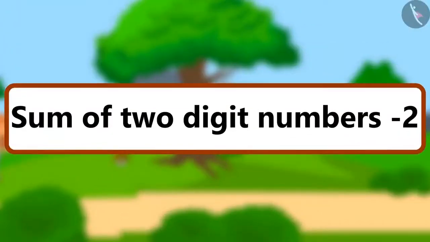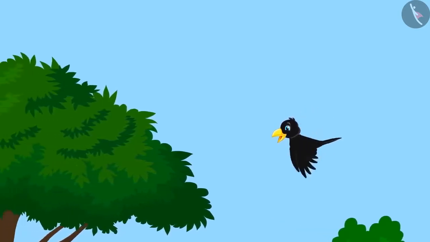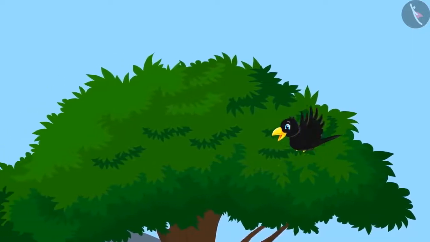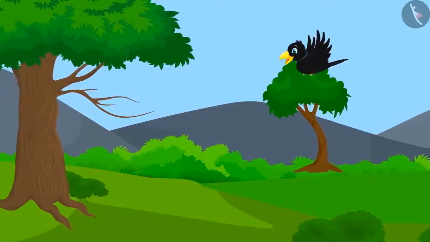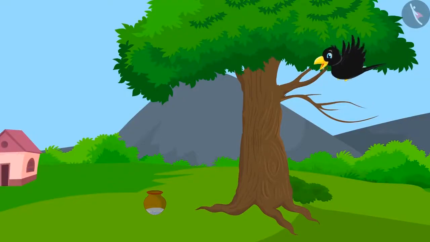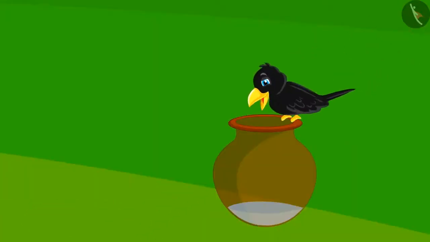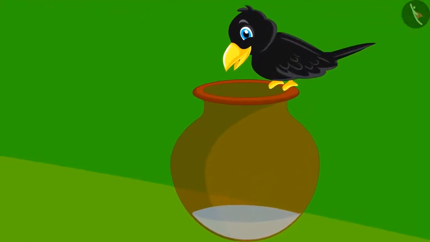Let us learn the method of adding 2-digit numbers quickly. Come children, let me tell you a story. One day, a crow was thirsty and wandering around in search of water. Just then, he saw a pot of water far away. The crow was very happy and flew to the pitcher. But the poor crow became very sad. The water in the pitcher was very low. The crow's beak could not reach the water.